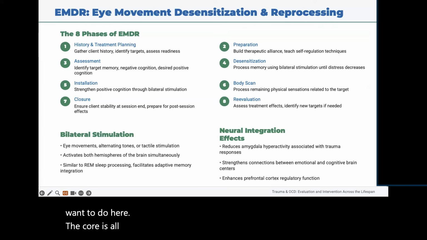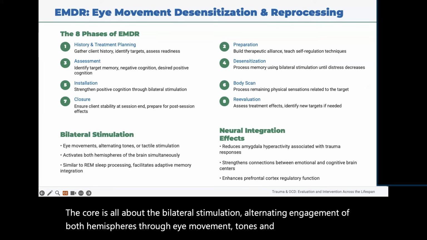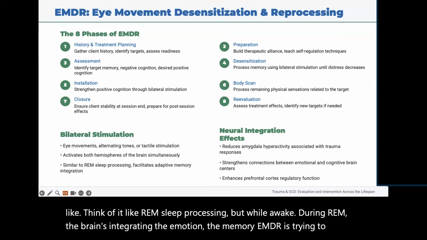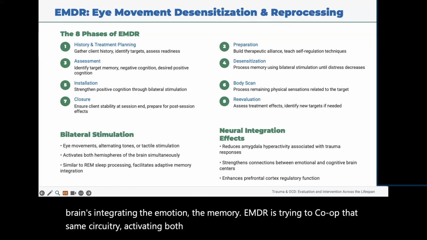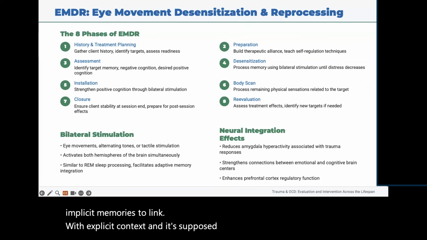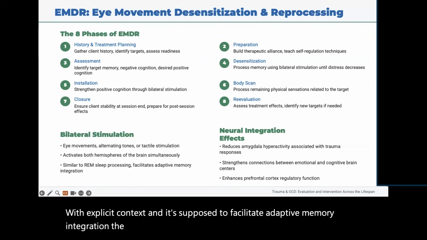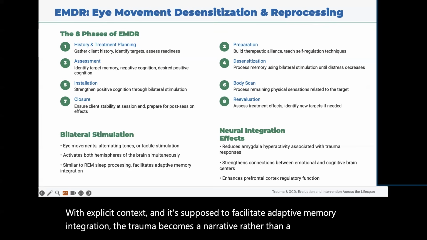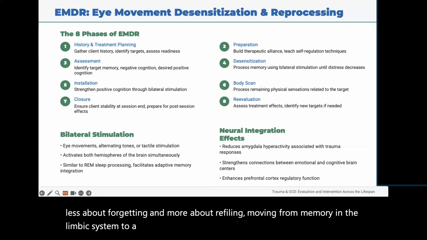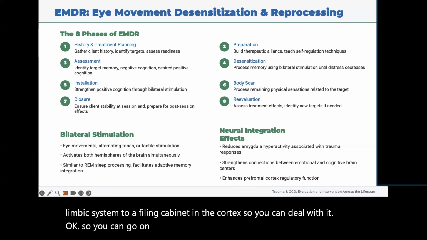The core is all about the bilateral stimulation: alternating engagement of both hemispheres through eye movement, tones, and tactile pulses. Think of it like REM sleep processing, but while awake. During REM, the brain's integrating the emotion, the memory. EMDR is trying to co-opt that same circuitry, activating both hemispheres of the brain and allowing for implicit memories to link with explicit context. And it's supposed to facilitate adaptive memory integration. The trauma becomes a narrative rather than a flashback. So it's less about forgetting and more about refiling, moving from memory in the limbic system to a filing cabinet in the cortex so you can deal with it. Okay. So you can go on for additional training in this if this is something you want to do.